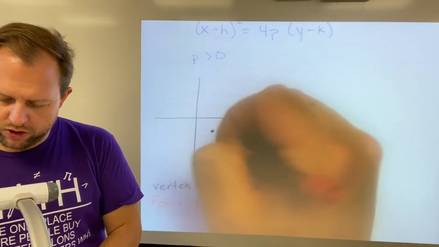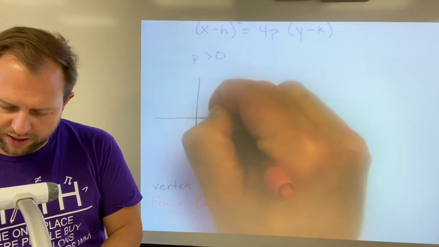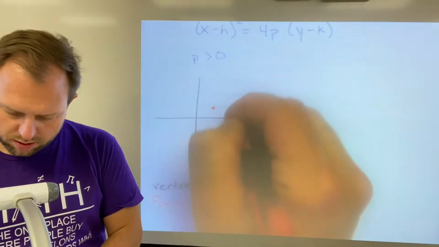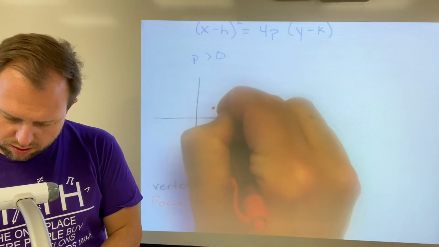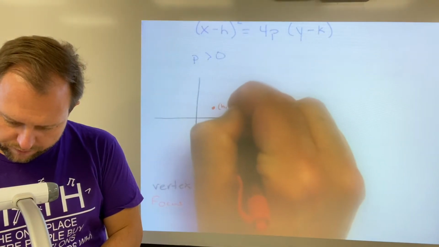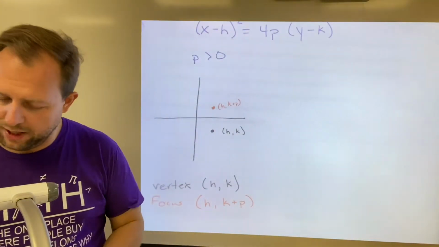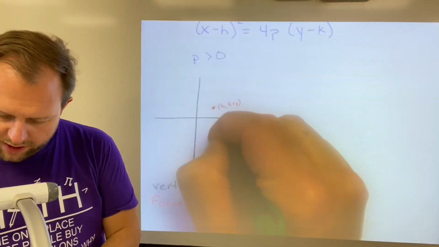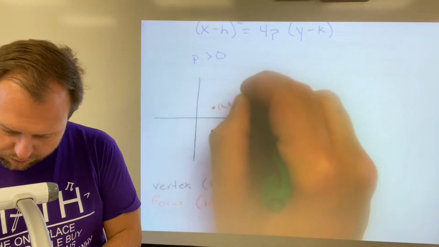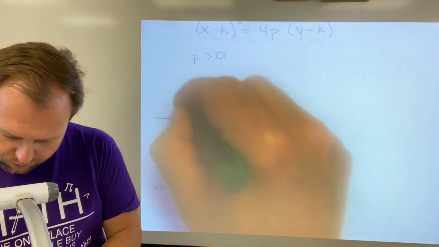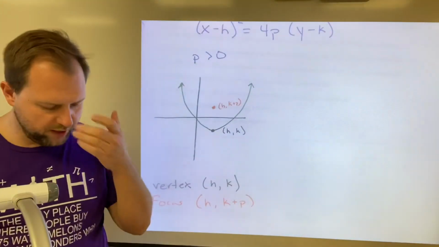If p is greater than 0, then that's going to raise k up, so our focus is going to be above. And that's going to create for us a parabola that's opening upward, starting at its vertex and opening upward.